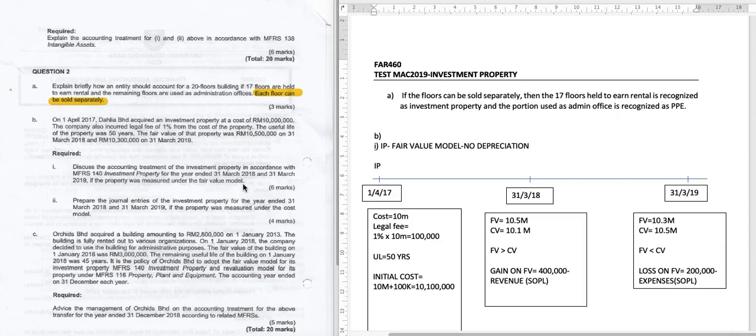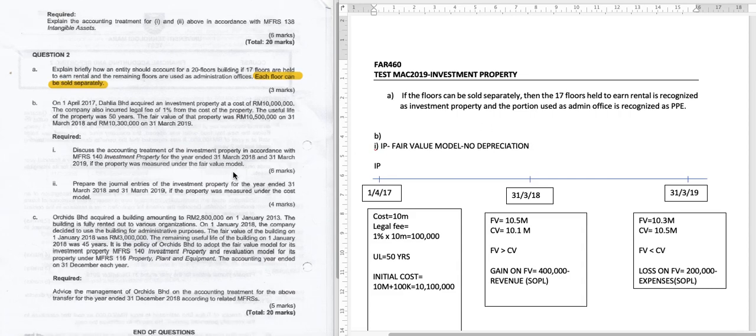Okay, question 2. Explain briefly how an entity should account for a 20 floors building if 17 floors are held to earn rental and the remaining floors are used as admin office. Each floor can be sold separately. So the answer would be, if the floors can be sold separately, then the 17 floors held to earn rental are recognized as investment property and the portion used as admin office is recognized as PPE. Okay, part B.